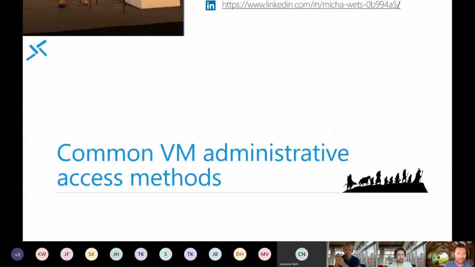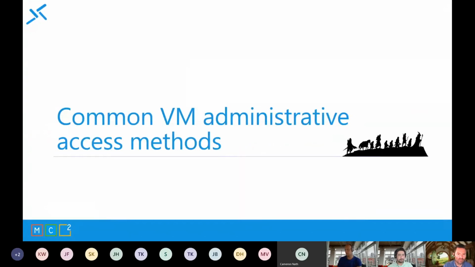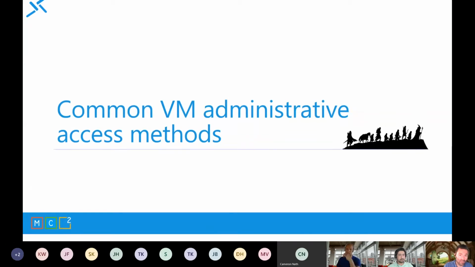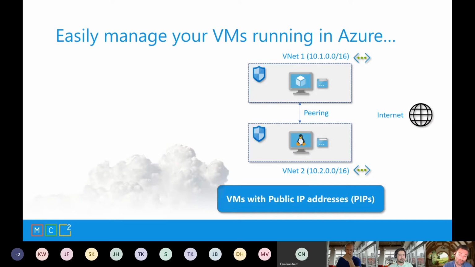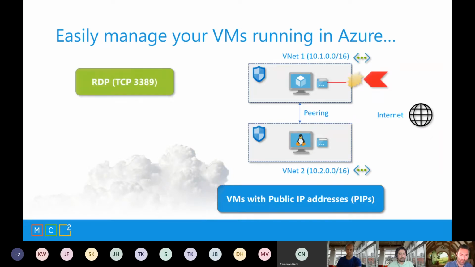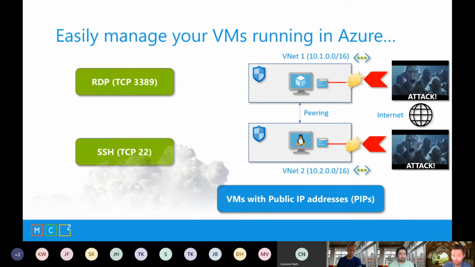Okay, thanks, Micha. So to start with the session, we're going to look at all the common VM administrative access methods. Like probably most of you know, the easiest way, but also the least secure one, to connect to an Azure VM is by using its public IP address, its PIP. In this way, you can connect to the VM through RDP or SSH, depending on whether the VM is a Windows or a Linux VM. If you're using an NSG for that specific VM subnet, you should also allow both ports to get it working.